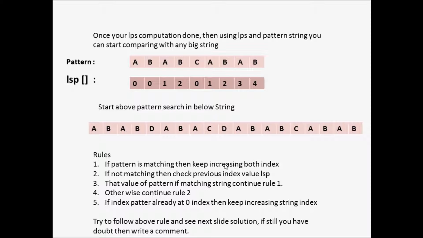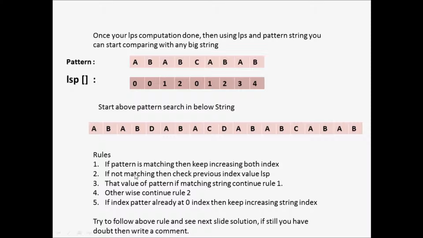Once the LPS computation is done, using the LPS array and the pattern string, you can start comparing with any big string. Using the above pattern, search in the string below. Suppose this is the pattern and below is the main string. We already have the LPS array, the pattern and the main string. To compare, we need these rules.